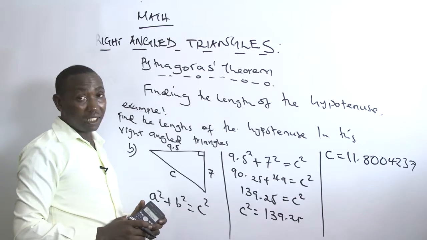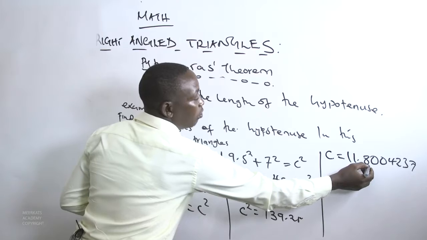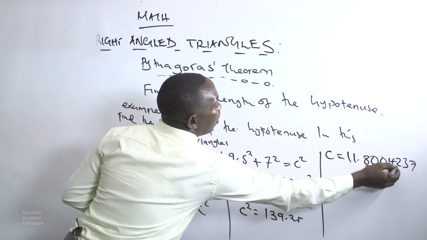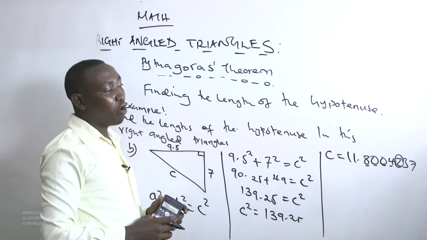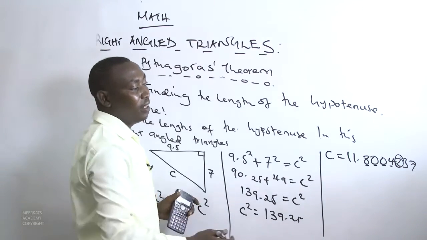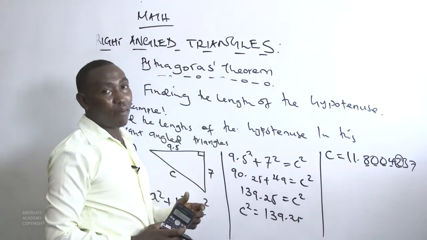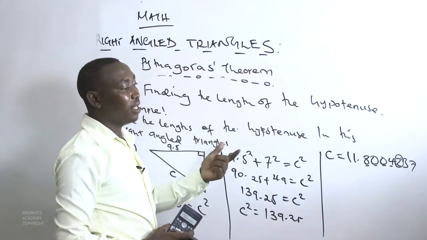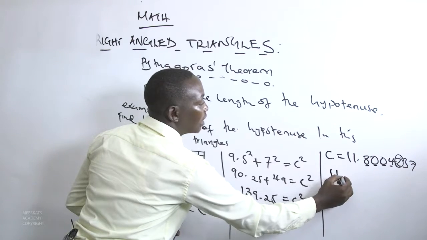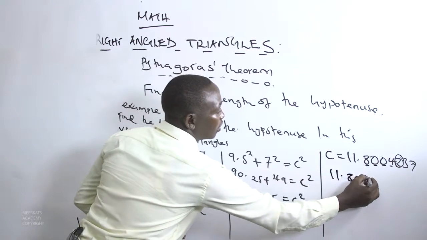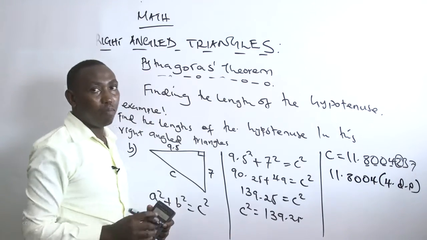4 decimal places. That means we count 4 digits after the decimal place. That will be 1, 2, 3, 4, and we consider the 5th number. If it is 5 or more than 5, then it's going to add 1 to the preceding number. And because the 5th number is 2, which is less than 5, it's not going to affect our preceding number. Therefore, the answer will remain as 11.8004, and this is to 4 decimal places.